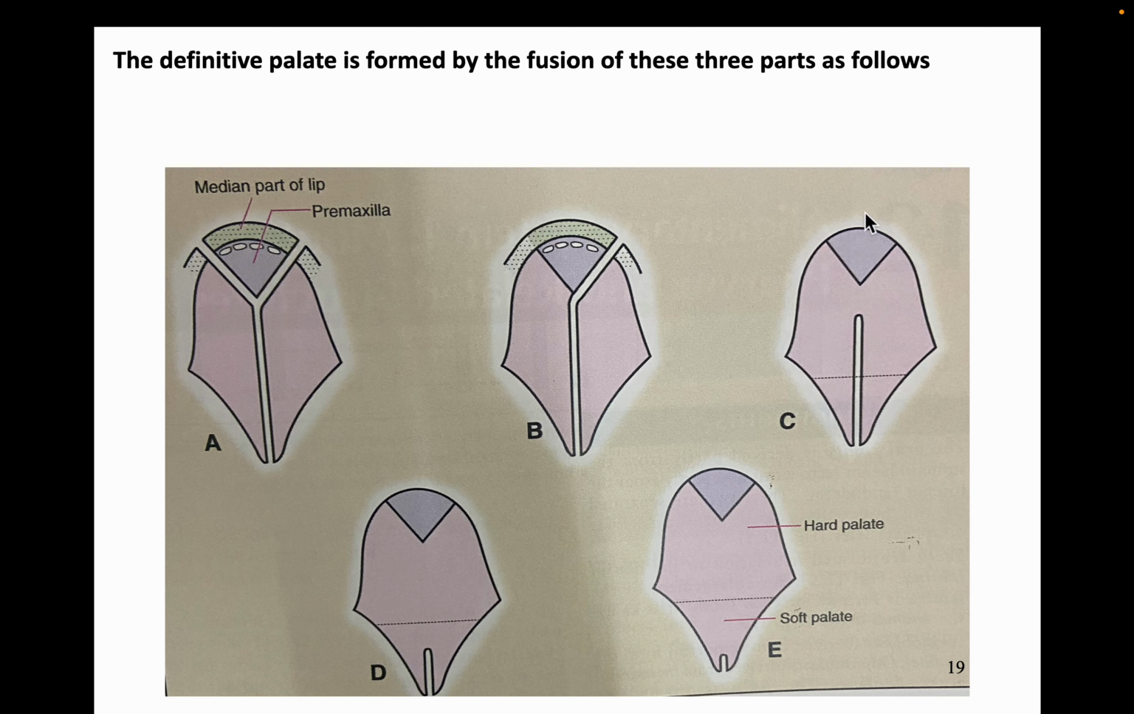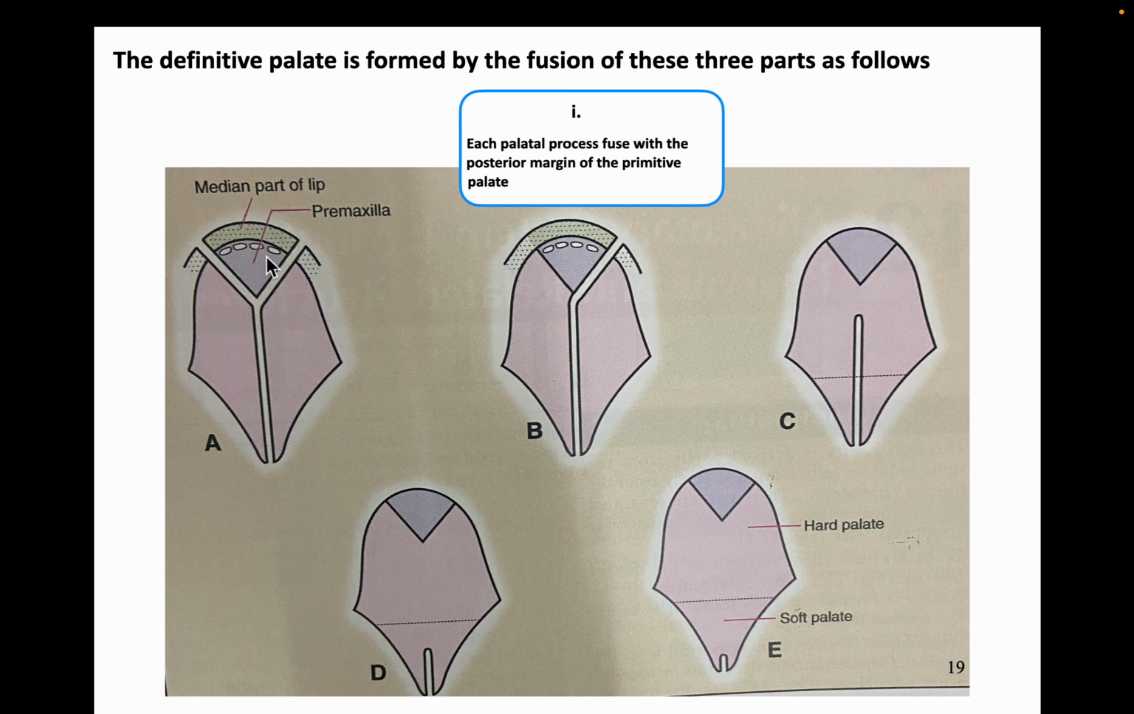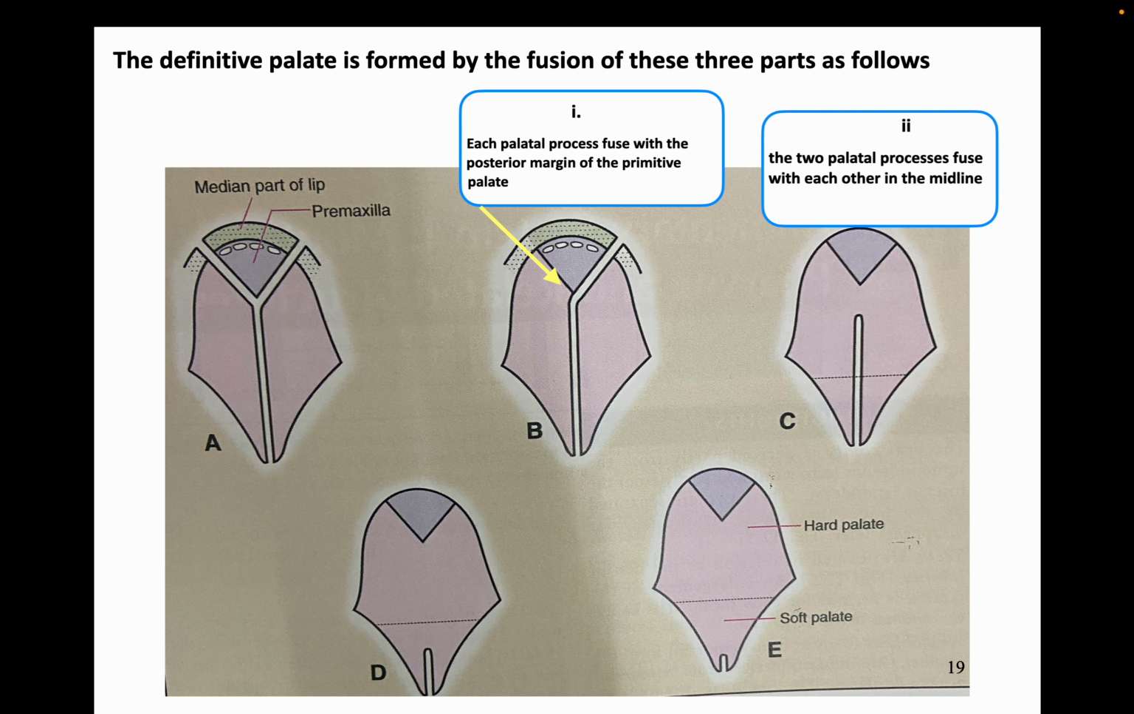Now this definitive palate is formed by the fusion of these three parts as follows. So this is a diagram taken from your standard textbook. So these are the palatal processes. This is premaxilla. So what are the steps? Each palatal process fuses with the posterior margin of the primitive palate. So you can see in this diagram. In the next diagram, the two palatal processes fuse with each other in the midline.